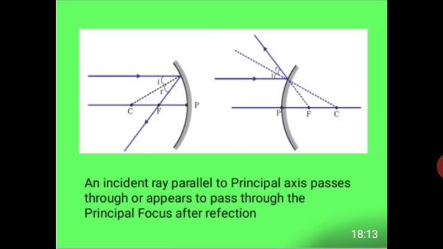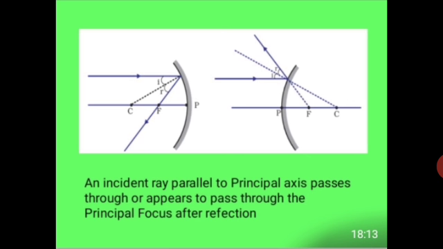The first diagram on your screen represents a concave mirror. PC is the principal axis, F is the principal focus. Now, the incident light comes parallel to the principal axis, which after reflection from the mirror passes through the focus. This is one ray that we can draw.